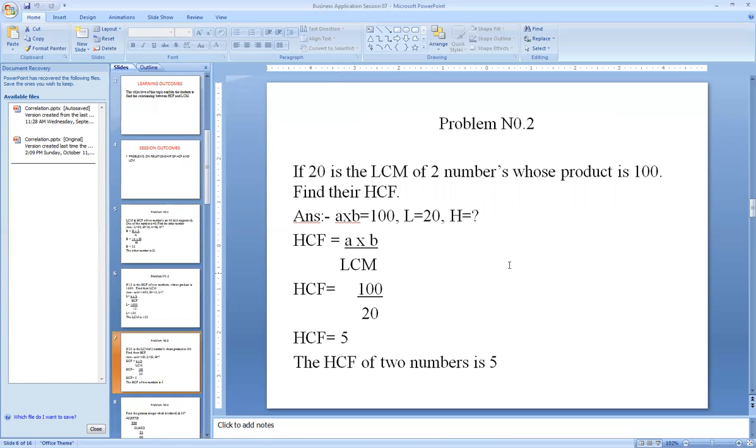Similarly, in the same manner, we are going to calculate problem number 3. If 20 is the LCM value and the product of two numbers is 100, find their HCF. Already given, A into B equals 100, LCM equals 20, and HCF equals how much? Now we write the formula: HCF equals A into B divided by LCM. Therefore, HCF equals 100 by 20. The value of HCF is 5.